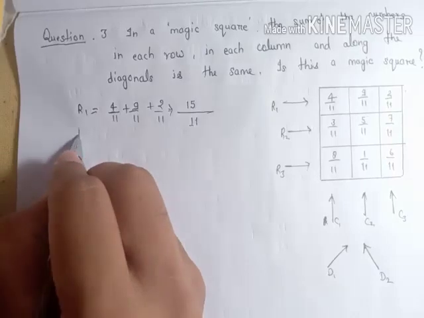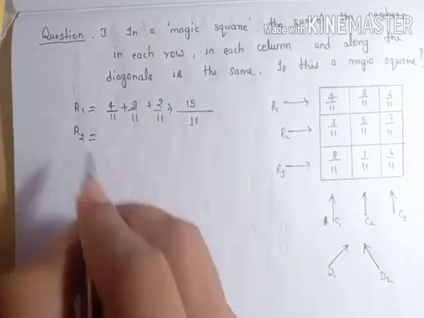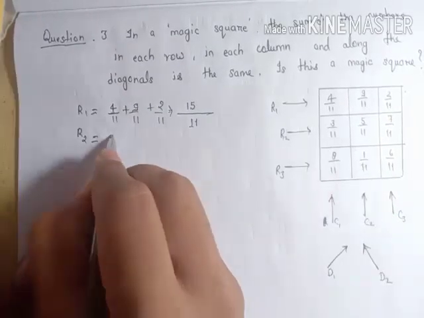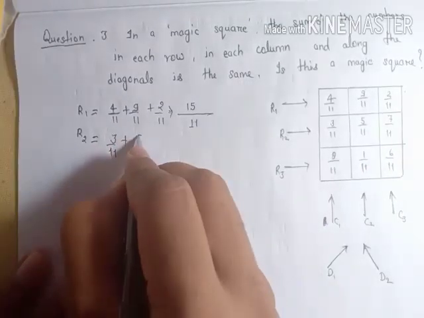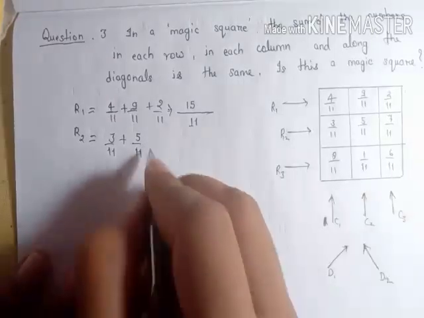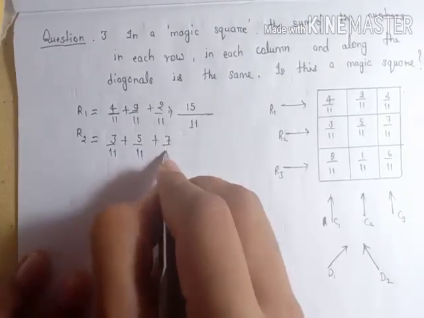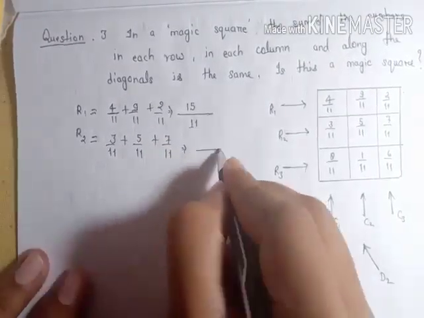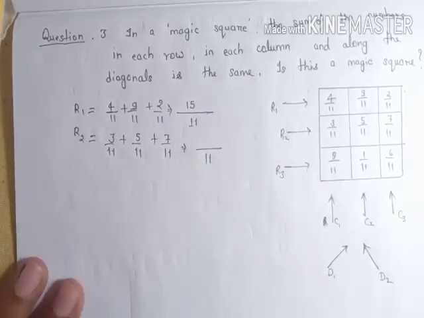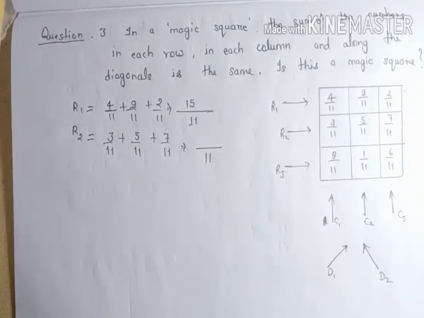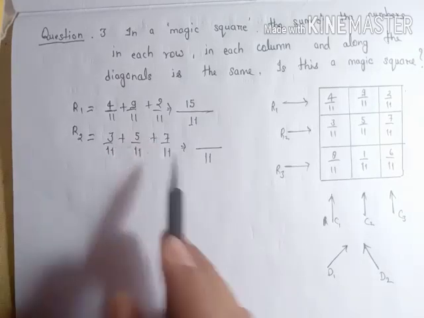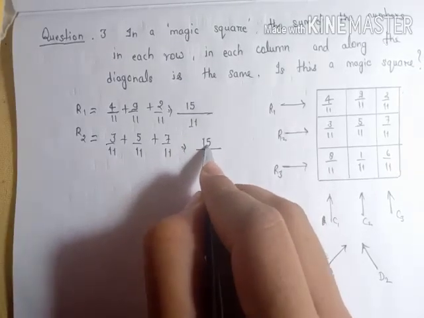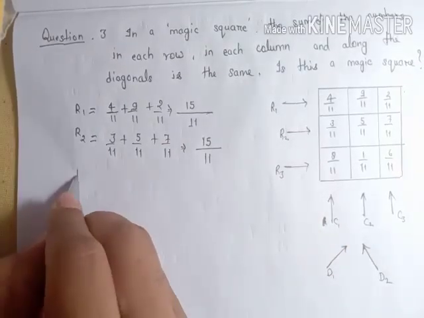Now let's check R2. R2 is equal to what? 3 upon 11 plus 5 upon 11 plus 7 upon 11, and this time again the LCM is 11, because all the denominators are equal. So 3 plus 5 is 8, and 8 plus 7 becomes 15. Yes, and check it for R3.